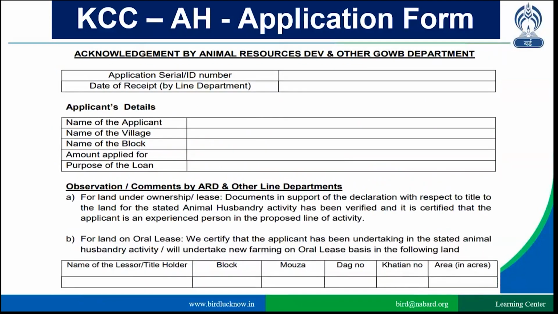Then acknowledgement by the animal resource department. It will depend on the state which department is dealing with this. Maybe if it is fishery, then the fisheries department, then animal husbandry; in some states it is called the veterinary department, in some it is called animal husbandry, in some Pashupalan Vibhag, like that. They will then put in the details and certify that the above details are correct.